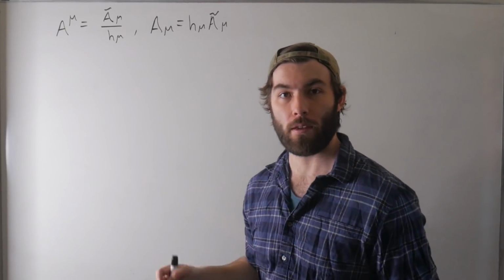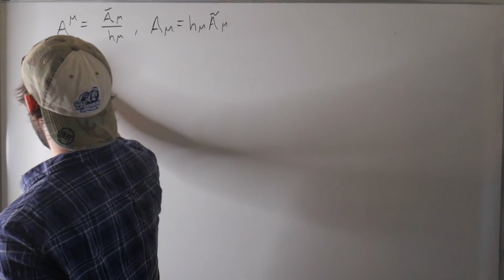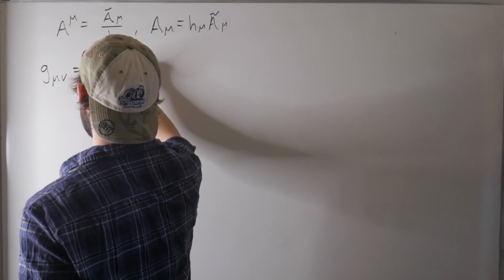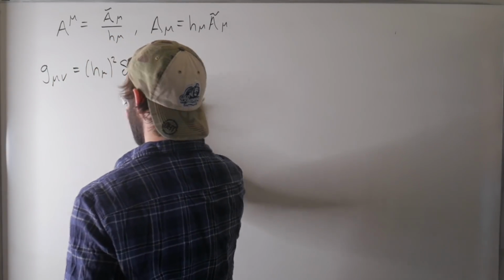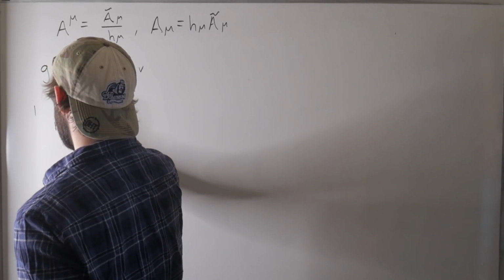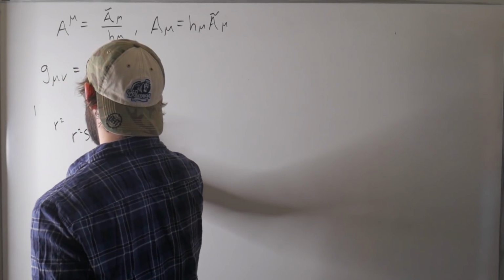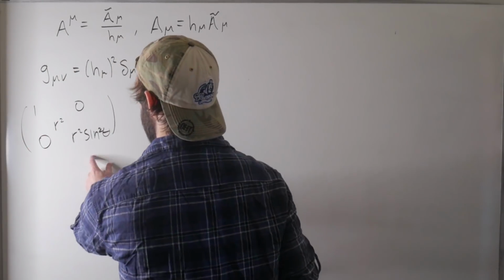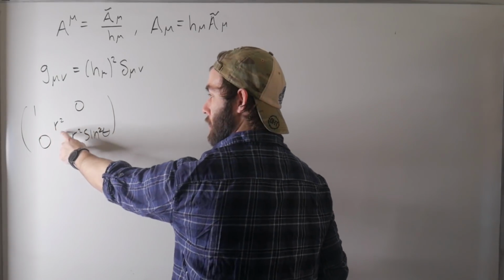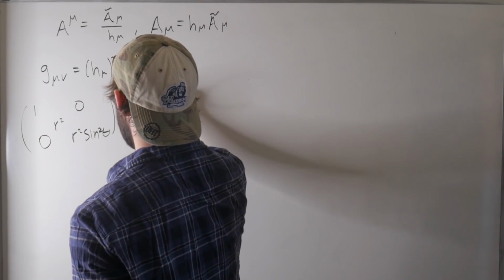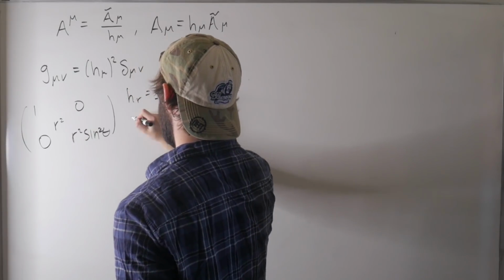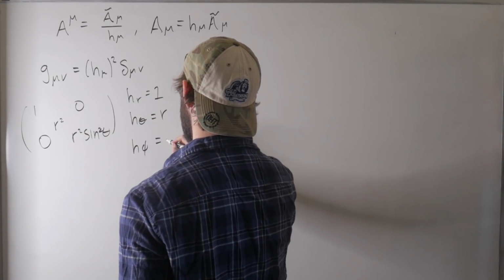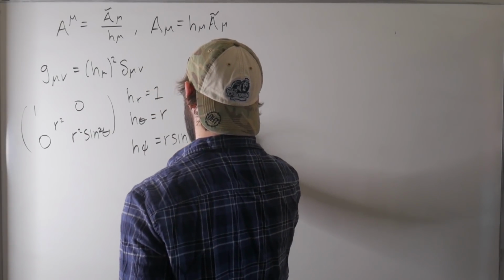Let's remember the metric tensor for spherical coordinates. Previously, just a couple minutes ago, we established that g mu nu is just h mu squared times delta mu nu. The metric in spherical coordinates is just a 1, an r squared, and an r squared sine squared theta with 0 off diagonals. So that tells us that the h's are just going to be 1, r, and r sine theta. So h_r is equal to 1, h_theta is equal to r, and h_phi is equal to r sine theta.